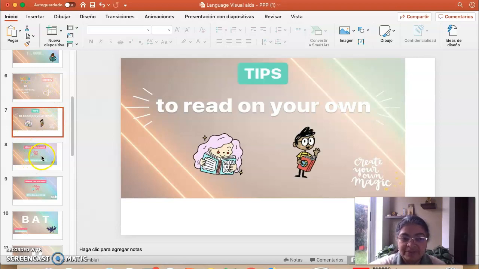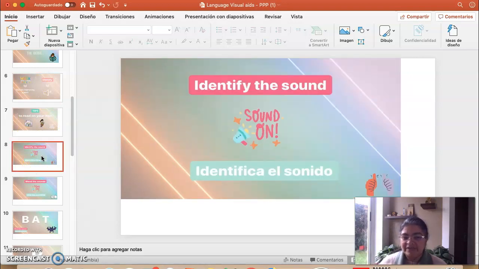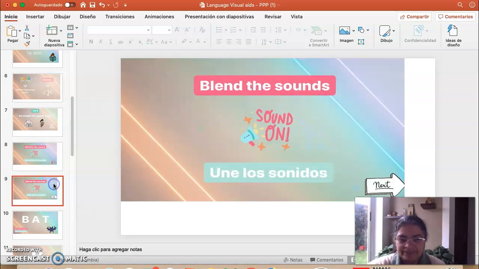The first tip that you are going to have is identify the sound. Identifica los sonidos que ya hemos visto, que los hemos aprendido o bien en prejardín o bien en jardín. Busca los sonidos, busca las letras que nosotros ya hemos aprendido durante el año.